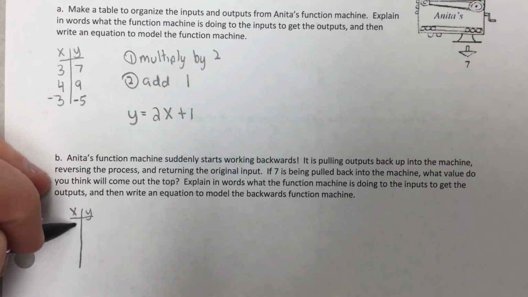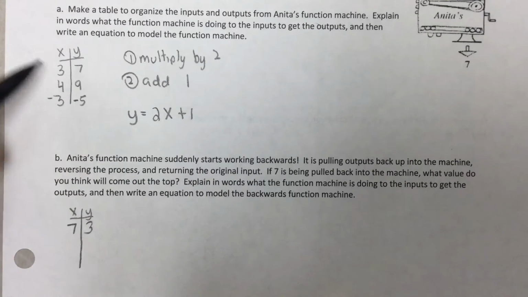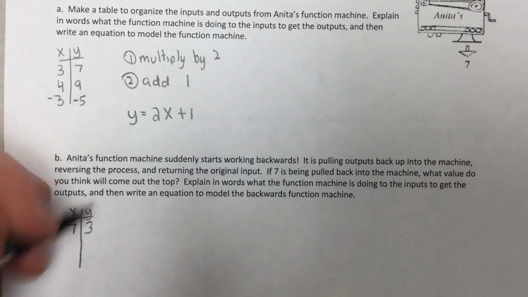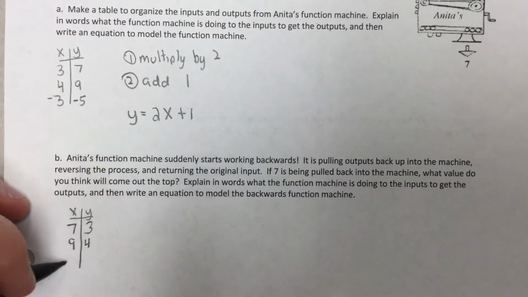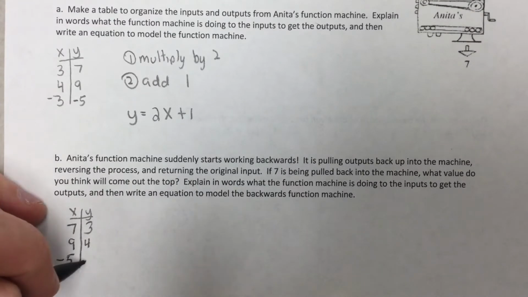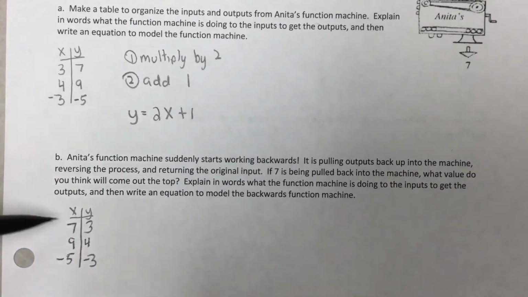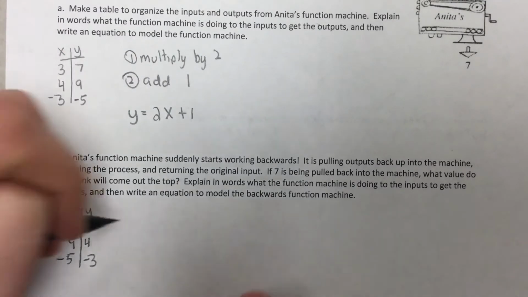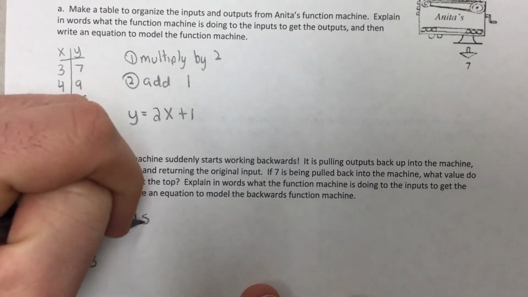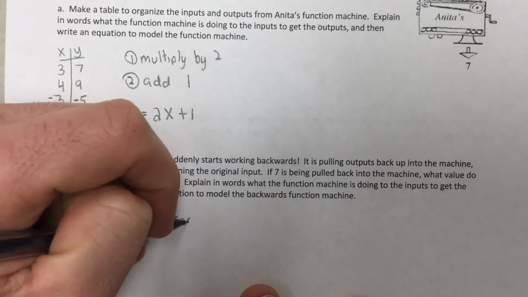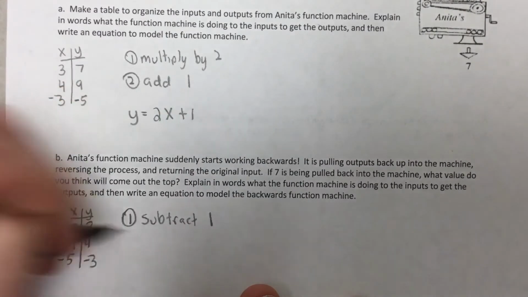So now our input is 7, our output is 3. Same thing, now if we are pulling 9 back up into the machine, 4 would come out. And if we were pulling -5 in, -3 would come back out. So now what are we doing to the inputs to get the outputs? Well, we are subtracting 1 first, and then dividing by 2.